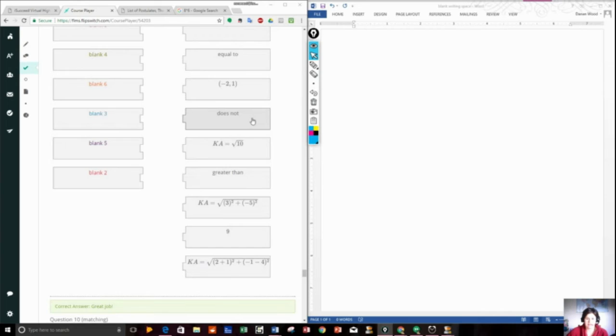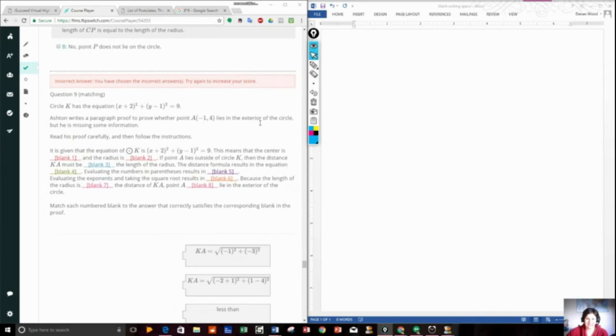Question 9. All right. Circle K has the equation (x + 2)² + (y − 1)² = 9. Ashton writes a paragraph proof to prove whether point A (−1, 4) lies in the exterior of the circle, but he is missing some information.